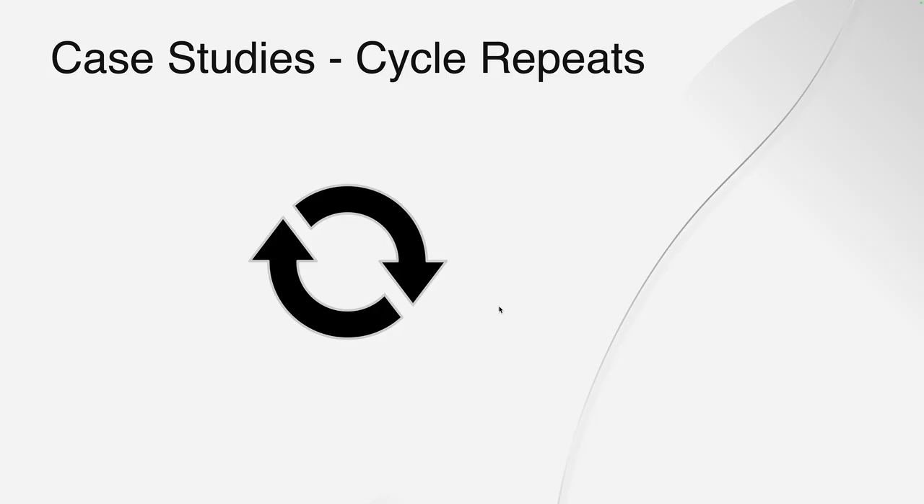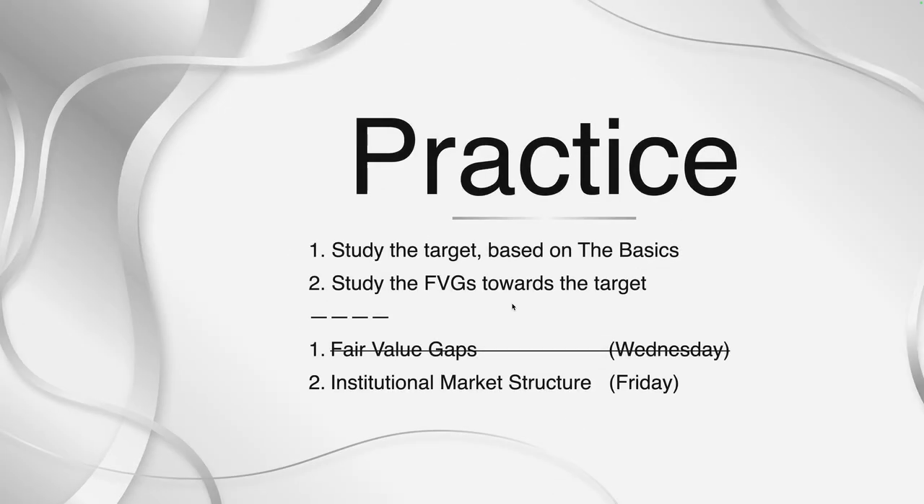So from those case studies and understanding that the cycle repeats, of course, we need to move on to practice, because study the target based on the basics. So that target we established in the basics as well. What tells us that fair value area, that seeking liquidity, what does that tell us about the target? Study the fair value gaps toward the target as well. So how do we deliver into those value gaps? Can we even deliver into those? That's important.